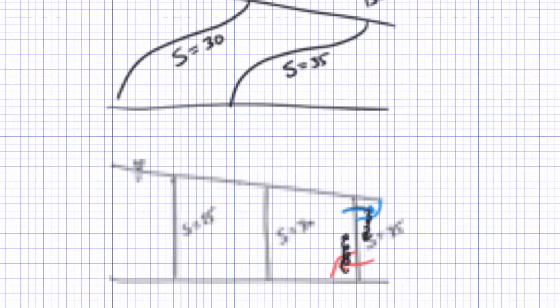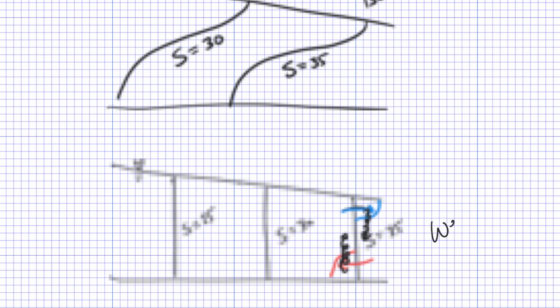And so this right here is called a well-mixed estuary, and it's because there's so much energy that it cannot become a wedge. This is a salt wedge estuary.